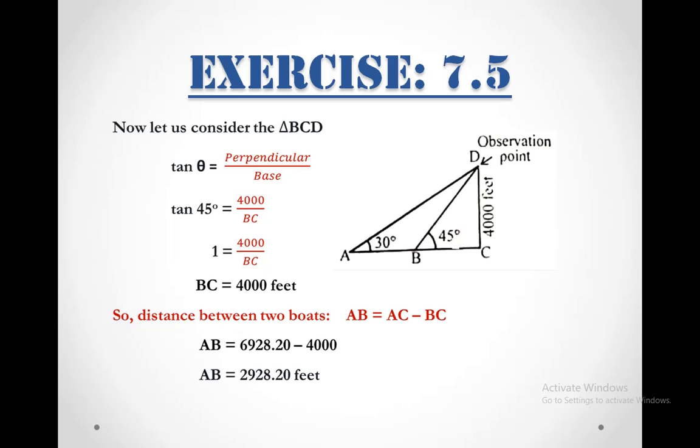Now in order to calculate the distance AB, it is well clear from the diagram that distance AB is equal to AC minus BC. Both the answers we have calculated. Putting the values, we have AB is equal to 6,928.20 minus 4000. So our result, the required distance, becomes 2,928.20 feet. Hope you all understand. Going ahead in this exercise 10.5.